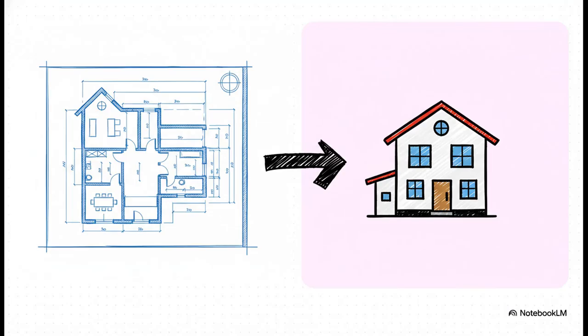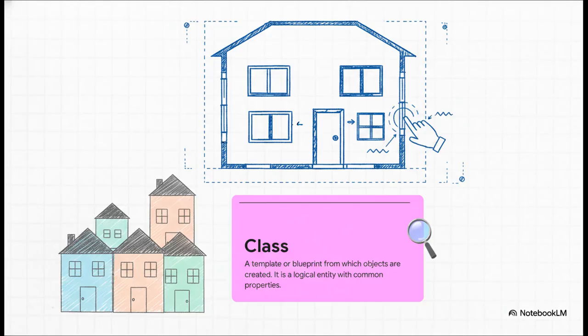This slide just lays it all out perfectly, doesn't it? On the left, you've got the class. That's our blueprint. It's the plan, the template. It's just a logical idea. But then on the right, you have the object, and that's the actual building. It's a real thing, a tangible instance that you create from the blueprint. It has its own state, and it can actually do things. So let's make it official.